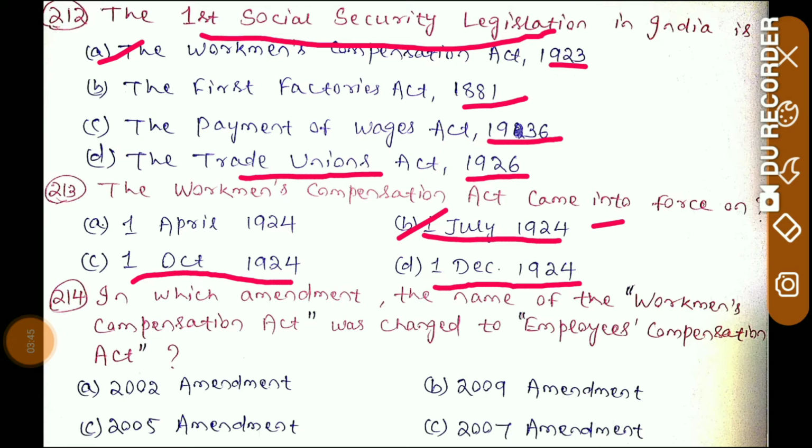Then the next question: in which amendment was the name of the Workmen's Compensation Act changed to Employees Compensation Act? As I told in the beginning of the video, the Workmen's Compensation Act is now changed to Employees Compensation Act. It was changed because of redefining the gender neutrality. So the amendment is 2009. Option B is the answer.